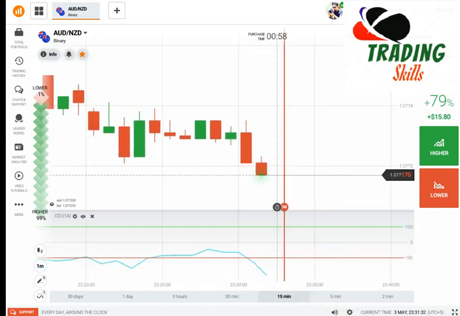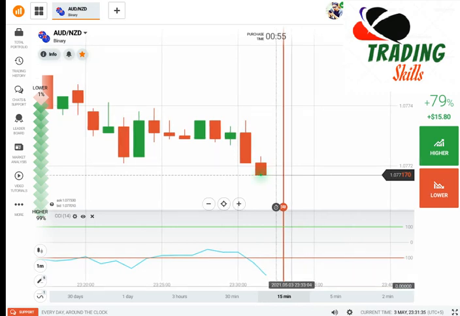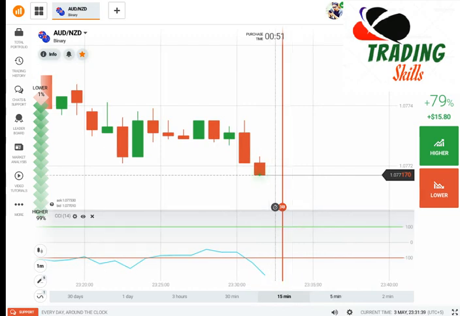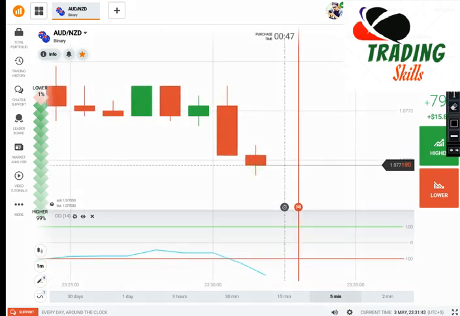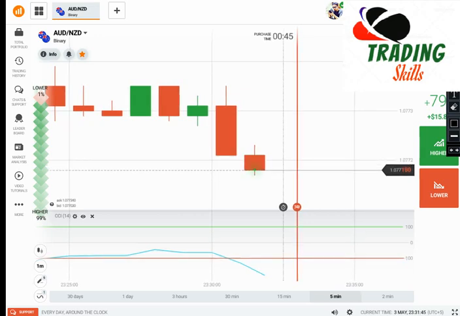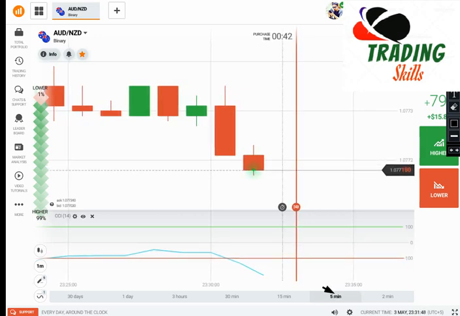So today I'm going to show you how we can take trades according to the market situation. The first thing you need to analyze is this. Always try to remember a few rules whenever you start trading. First, click on this 5 minutes.